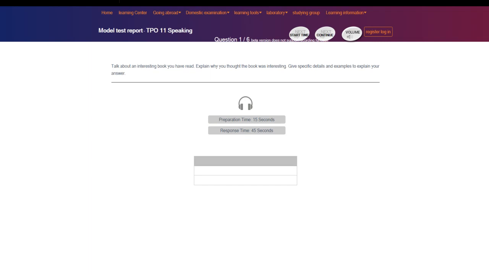Talk about an interesting book you have read. Explain why you thought the book was interesting. Give specific details and examples to explain your answer.